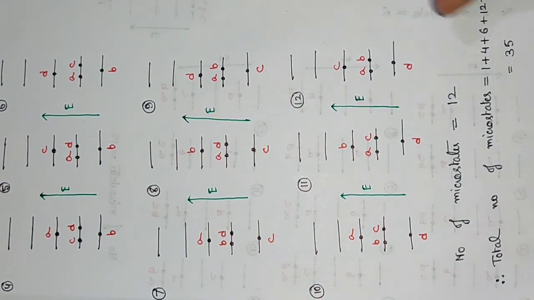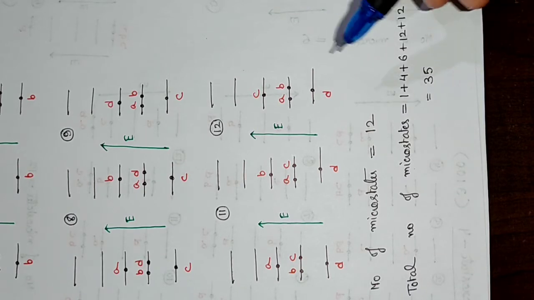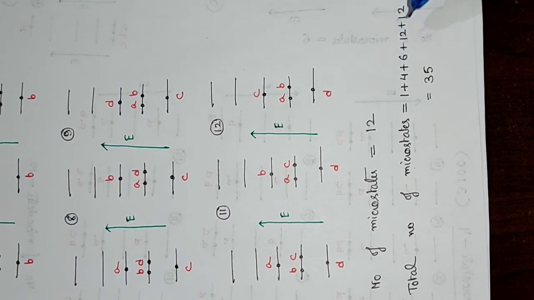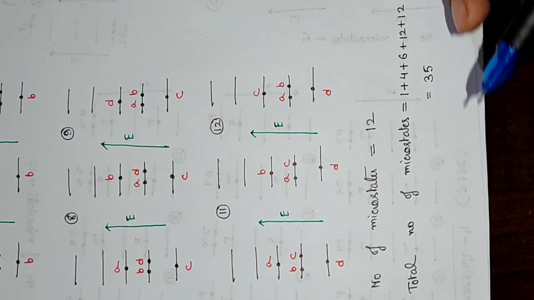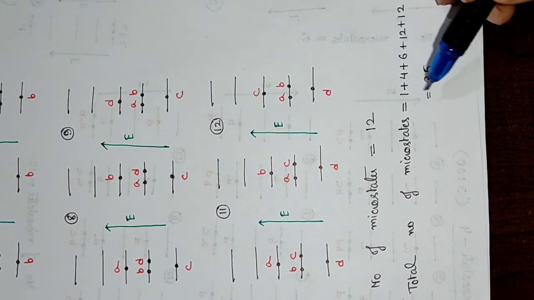So in total, what we get? For the first macrostate we get 1 microstate, for the second we get 4, for the third we get 6, and for the last two we get 12 and 12. So it is 35 in total. So we have 5 macrostates, and the total number of microstates for this system is 35.